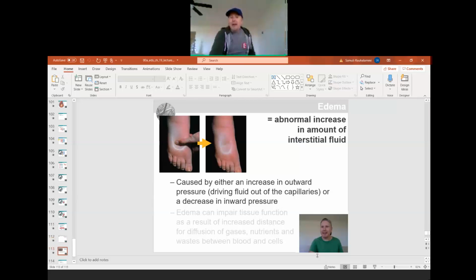How is this relevant? When we have more fluid leaving the blood vessel than returning back, we end up building an edema. So that's the interstitial fluid components of the blood escaping the blood vessels because our hydrostatic and osmotic pressures are not balanced.